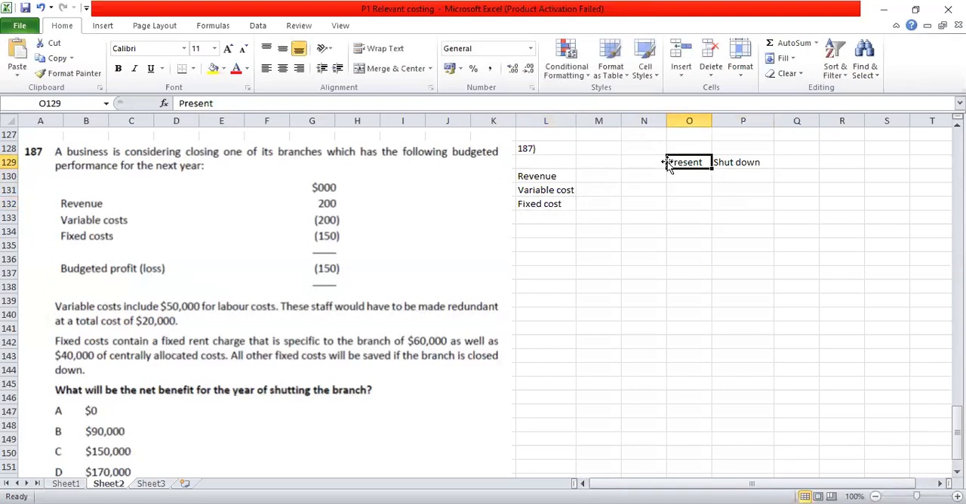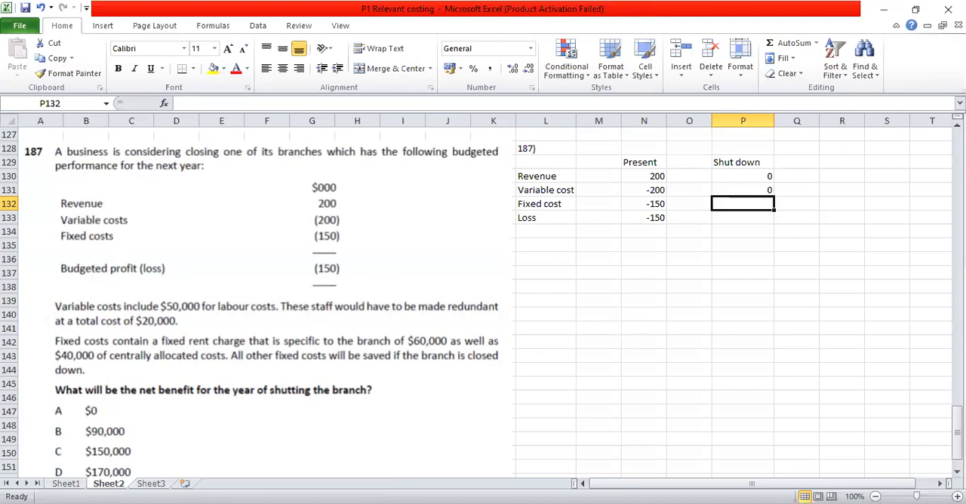So the revenue at present we have it as 200, then we have minus 200, then we have minus 150. So that's why there is a loss of 150. If they shut down, the revenue becomes zero. Variable cost also becomes zero. Technically, if there is no other information, we see that fixed cost will be incurred as it is. But now here, we see that there are fixed costs which can be eliminated.